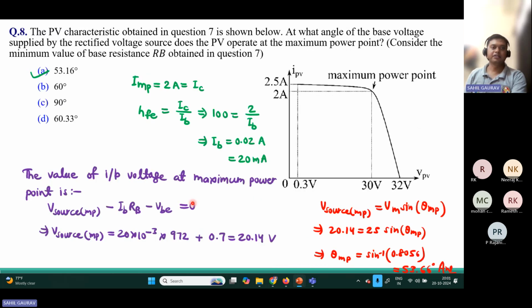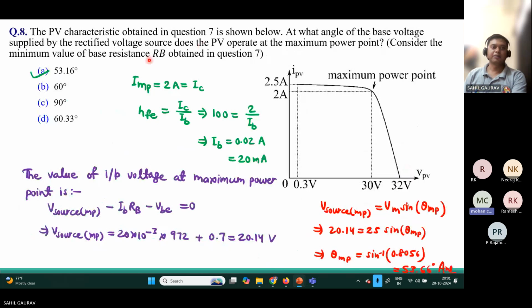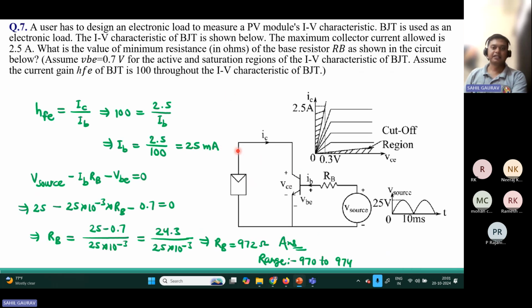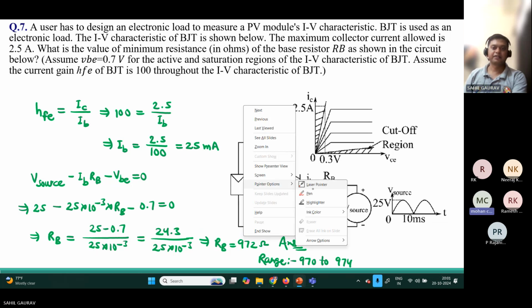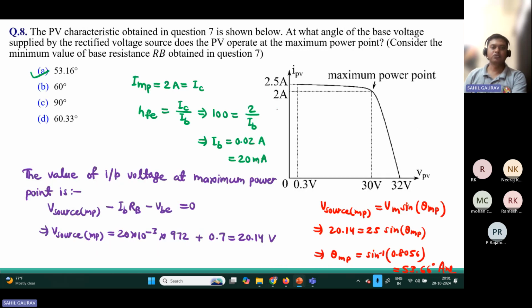Now in the same problem, they are asking at what angle of the base voltage supplied by the rectifier voltage source the PV operates at maximum power point. So let us assume this PV is operating at maximum power point. So this IC will be equal to IMP. So IC equal to IMP, and this IMP is given as 2 ampere.